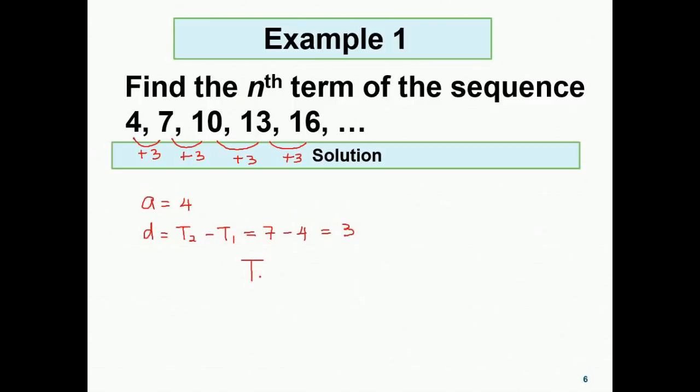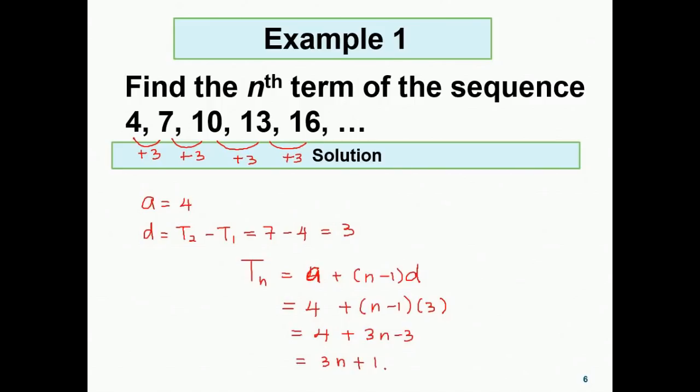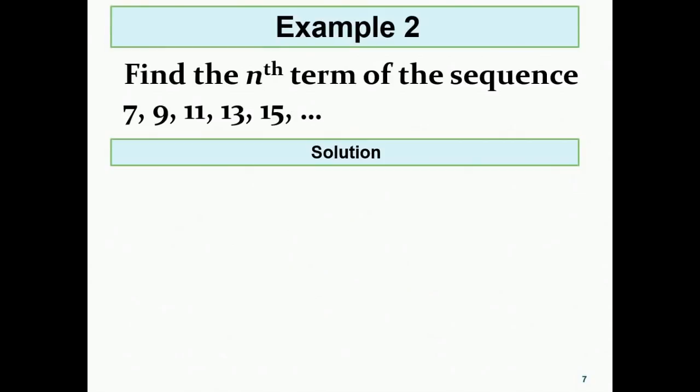And what is our Tn? The formula for Tn is equal to A plus n minus 1 D. What is our A? A is equal to 4, the first term. And what is our D? It is equal to 3. Simplifying these terms, we have 4 plus 3n minus 3. So 4 minus 3 is equal to 1. So the nth term of this sequence is 3n plus 1. For example 2, I will give you 1 minute to solve this question.